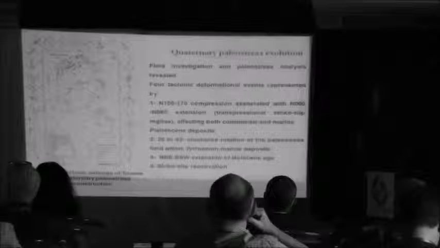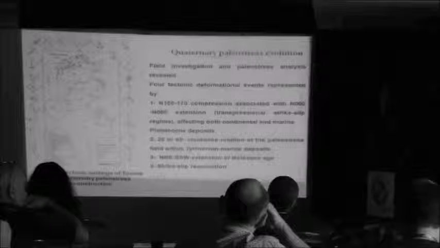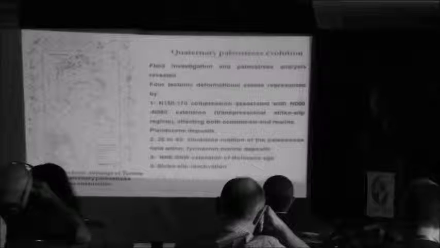To summarize this, in this table, the field investigation and stress analysis revealed four tectonic deformational events: north-northwest south-southeast compression associated with a strike-slip regime affecting both continental and marine Pleistocene deposits, and 20 to 40 degrees clockwise rotation of the paleostress field within Tyrrhenian marine deposits, north-northeast south-southwest extension of Holocene age, and later strike-slip reactivation.